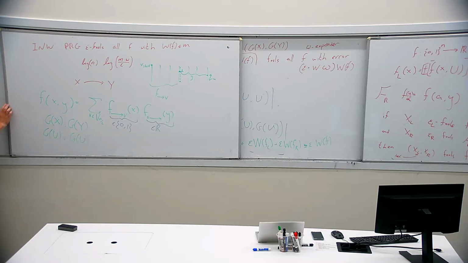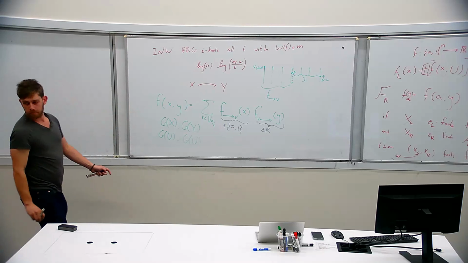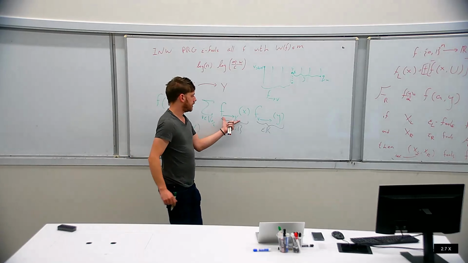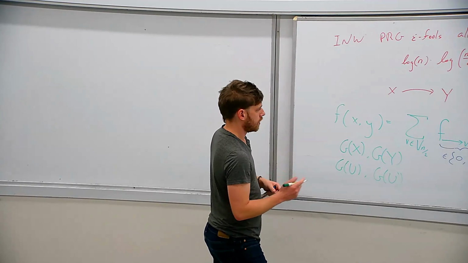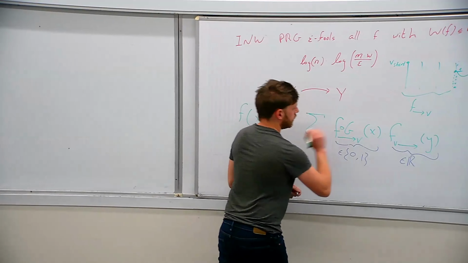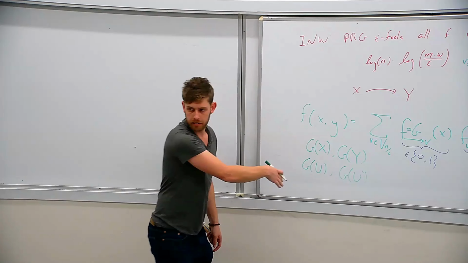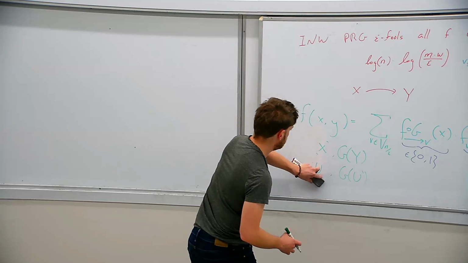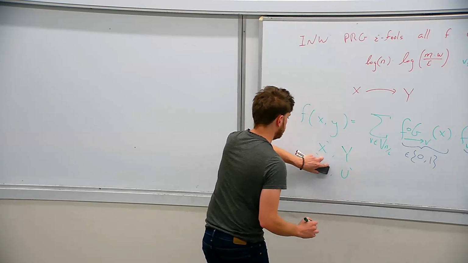So X and U are the same. So for a minute, think of these functions as F composed with G in both of them, and then we just need to plug X and Y, and U and U prime.